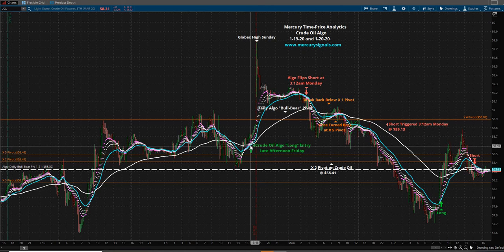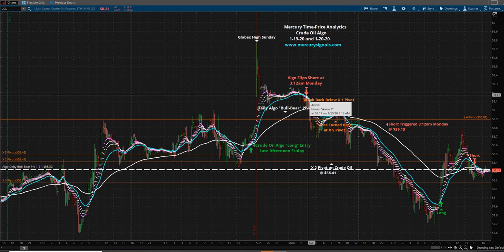So imagine trading crude and getting long here. It was right at 58.60. And catching this move on the Globex Open, and then getting a short here right around 59.18, and taking that short all the way down here. Would that be a nice trade?